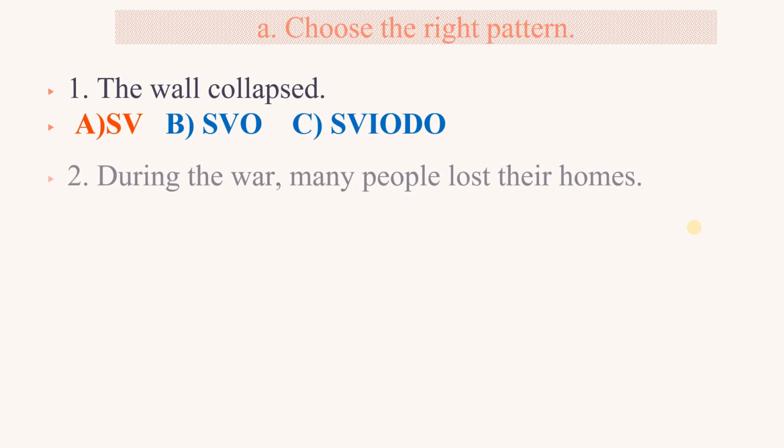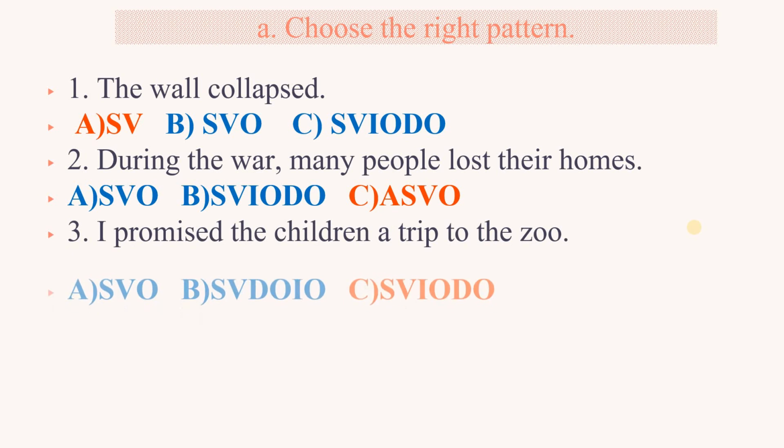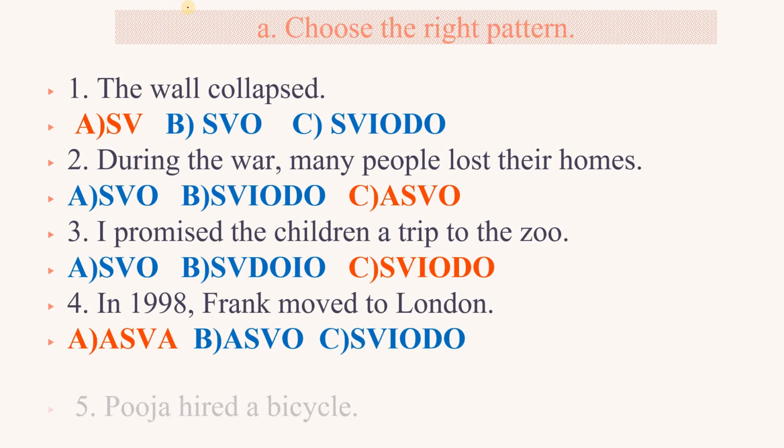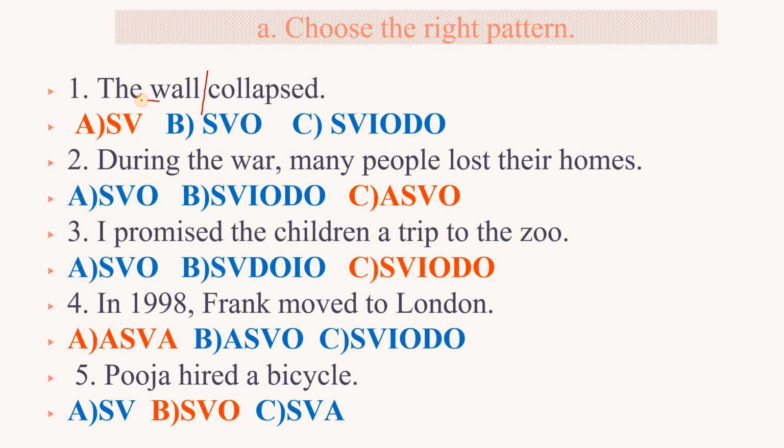The wall collapsed, SV pattern. Yes, the wall is the subject, collapsed is a verb. During the war, many people lost their homes. ASVO. So it's A. Many people, subject, lost verb, homes, object. Like this we have to separate it.